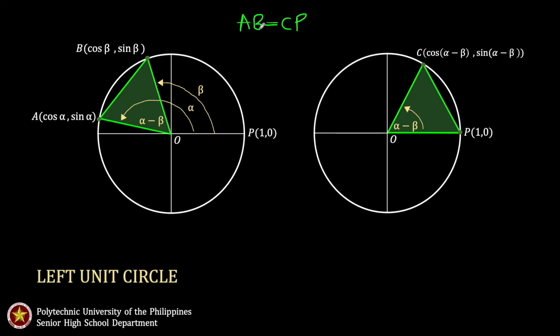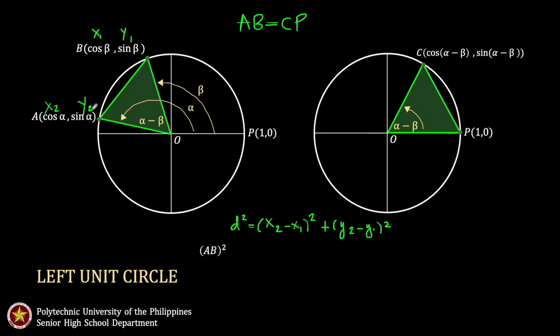AB came from the left unit circle. To find the distance of side AB, we have to use the distance formula. We all know the distance formula is d squared equals quantity x sub 2 minus x sub 1 squared plus quantity y sub 2 minus y sub 1 squared. And we let the coordinates be x sub 1, y sub 1, x sub 2, y sub 2.